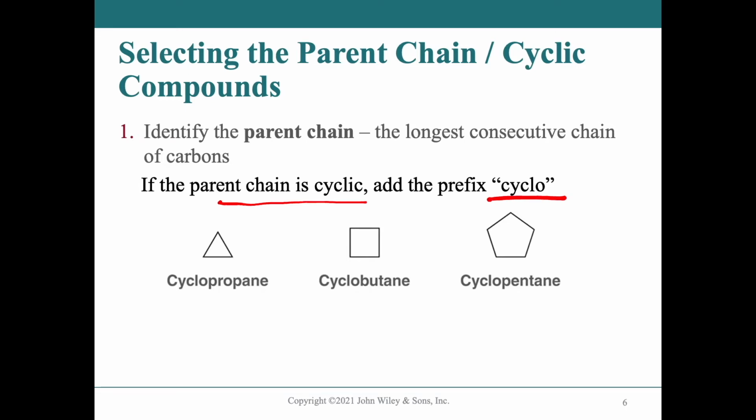So here we have 1, 2, 3 carbons. So just knowing that, it's a propane, right, for 3 carbons. But since it's cyclic, well, it's a triangle, but it's in a cycle. Well, cycle makes it sound like it's a circle, but it's all connected right there like a triangle. You call it cyclopropane. Same thing here, 1, 2, 3, 4. And that makes it a butane. And since it's a cyclic butane, we call it cyclobutane.